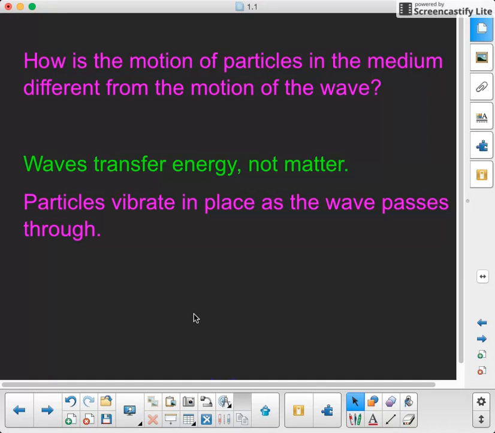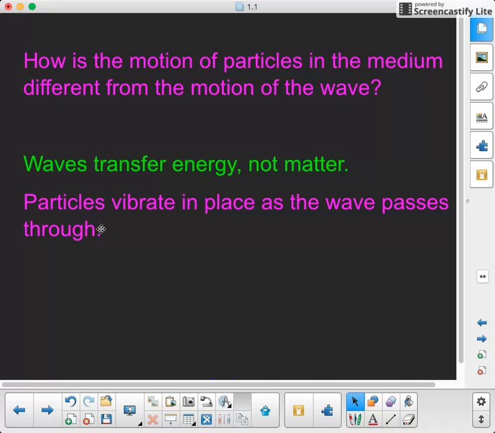The first is that waves transfer energy, not matter. When you fish and you cast, your bobber goes up and down as the waves pass. It does not travel all the way into shore with the first wave. And that's how we know that waves transfer energy, not matter. The water waves do not carry your bobber all the way into shore.